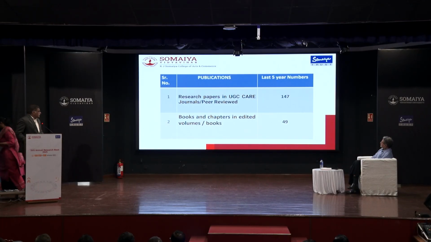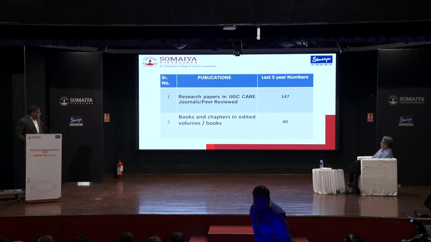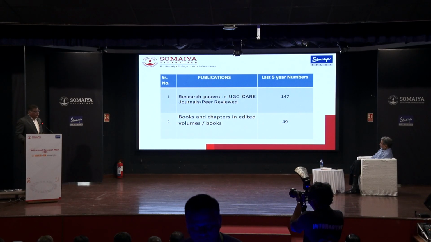We have the publications for the last 5 years. Research papers in UGC CARE journals and peer reviewed are 147, which is, I know, a very small number. That is where sir told me to increase the number, and we are trying our best. We can only motivate the teachers to do research. We cannot make it compulsory, because research happens, I think, with belief and trust and faith in the ideas that one has in the area. We have books and book chapters, 49 in number.